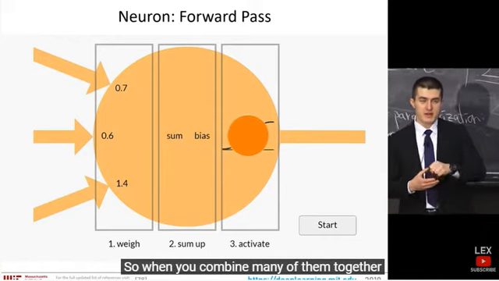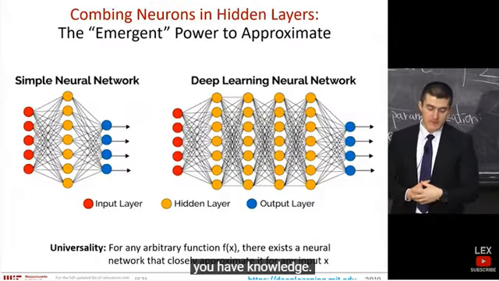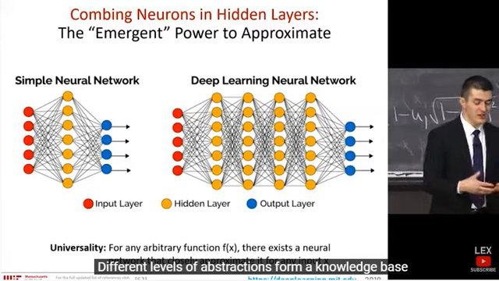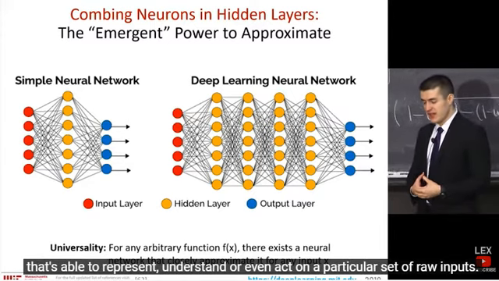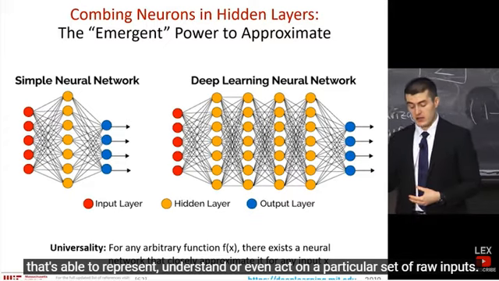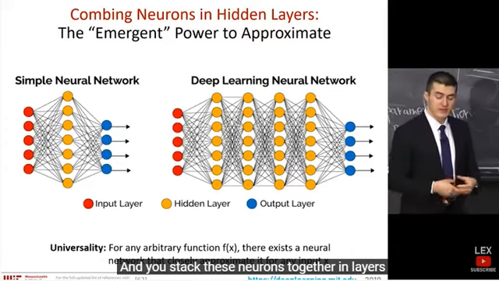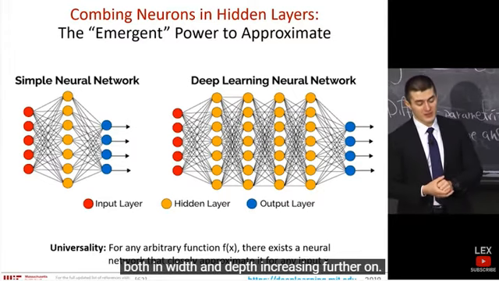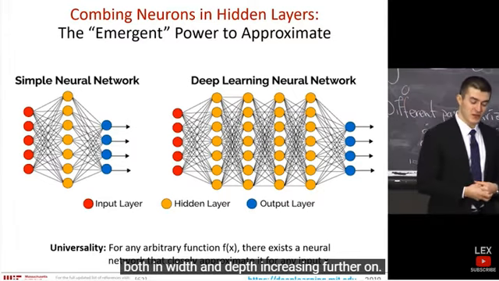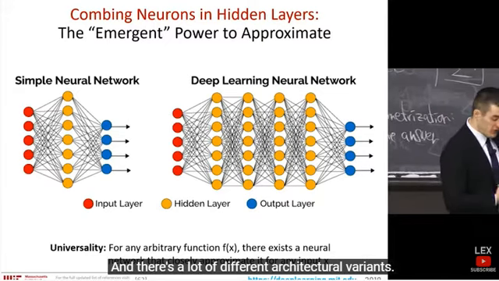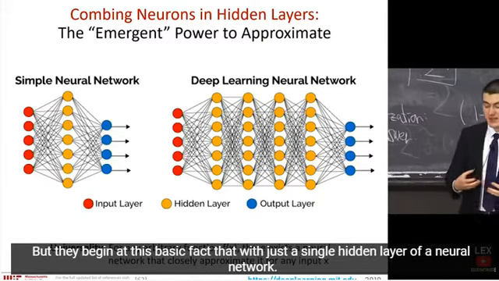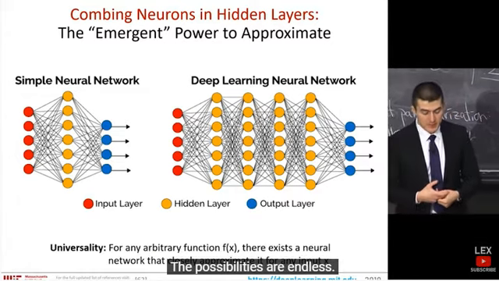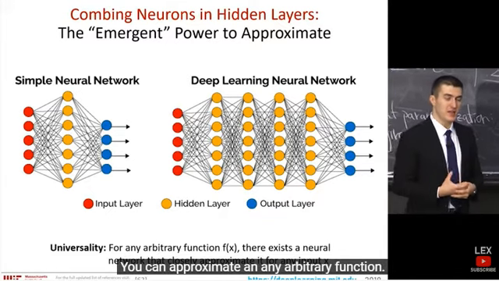So when you combine many of them together, you have knowledge. Different levels of abstractions form a knowledge base that's able to represent, understand, or even act on a particular set of raw inputs. And you stack these neurons together in layers, both in width and depth, and there's a lot of different architecture variants, but they begin at this basic fact that with just a single hidden layer of a neural network, the possibilities are endless. It can approximate any arbitrary function.